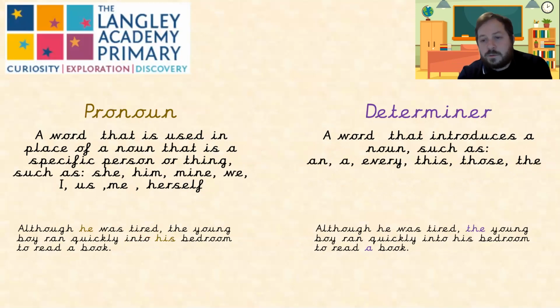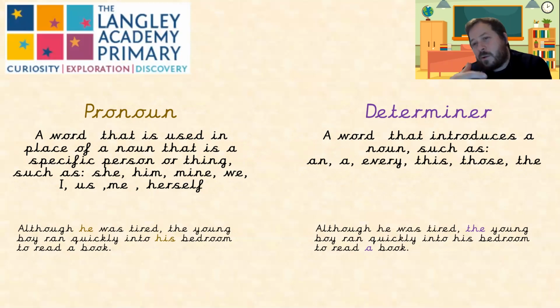And then our last two, pronoun and determiner. Our pronoun is a word that is used in the place of a noun that is a specific person or thing. So the kind of words that you might use are she, him, mine, we, I, us, me, herself, and it. So in this case, you're taking a noun out and you're putting a pronoun in.